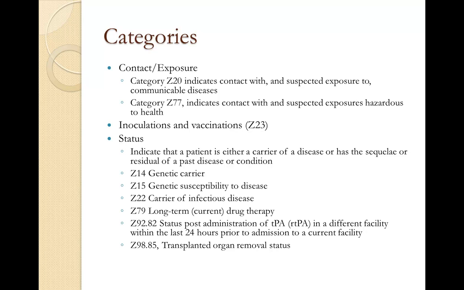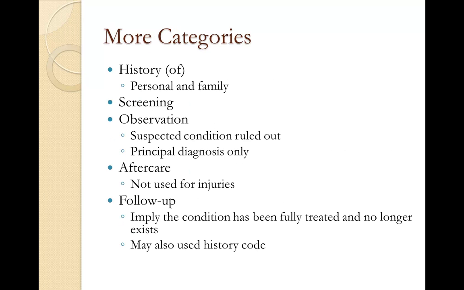Z92.82 is to document if a patient has status post-administration of a TPA in a different facility within the last 24 hours prior to admission to the current facility. We also have a transplanted organ removal status. Again, there's a pretty long list of these in your guidelines that you can take a look at.